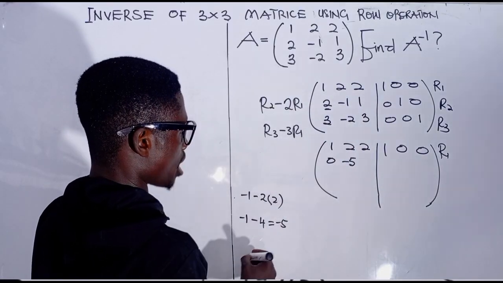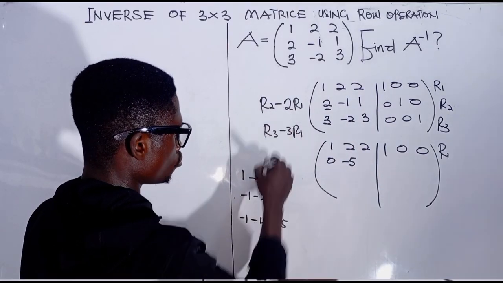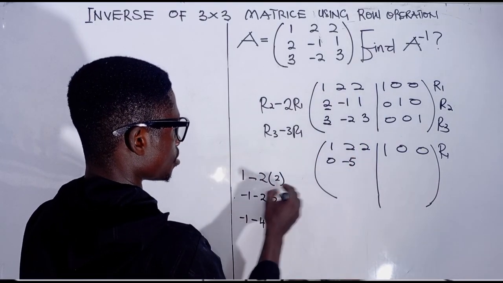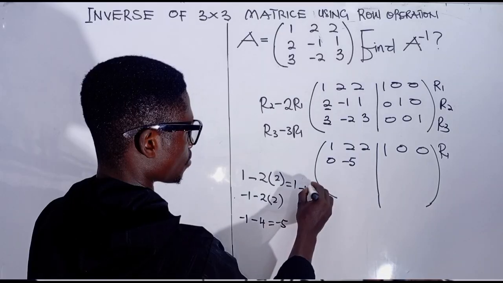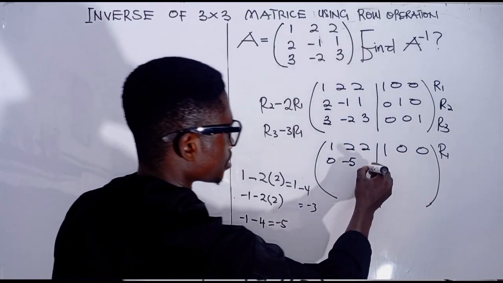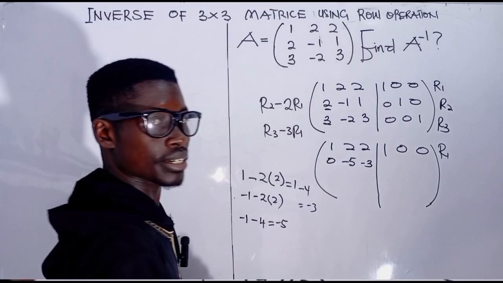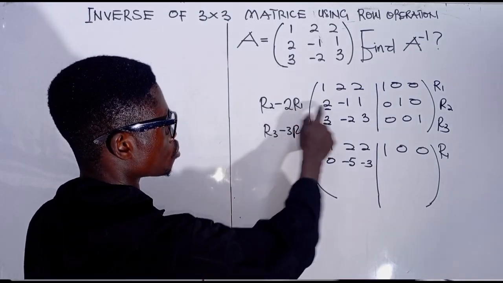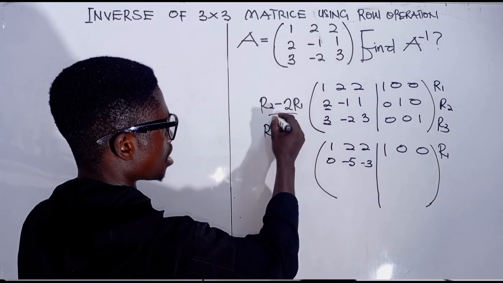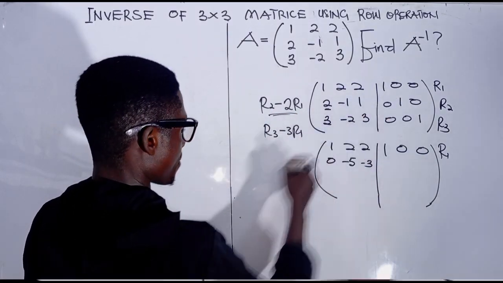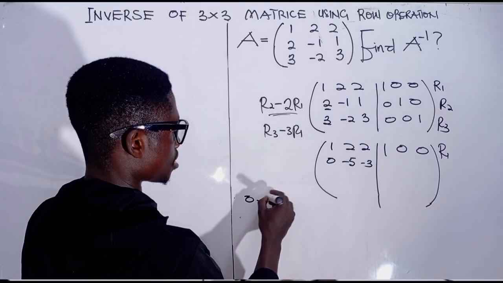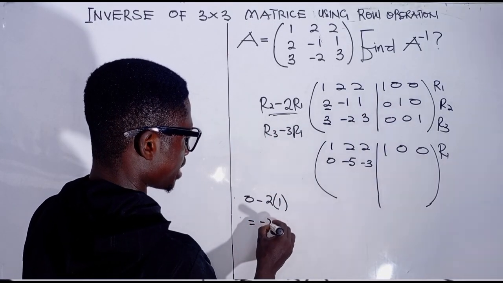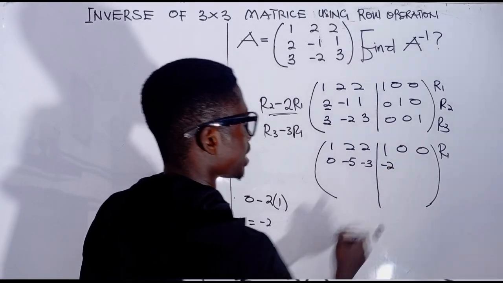We are still on row 2. Now in row 2 we have 1, so we have 1 minus 2 times row 1, which is 2. So we have 1 minus 4, that gives us minus 3. So this entry is minus 3. We are still on row 2 using this particular rule. So we have 0 minus 2 times row 1, which is 1. So we have minus 2.